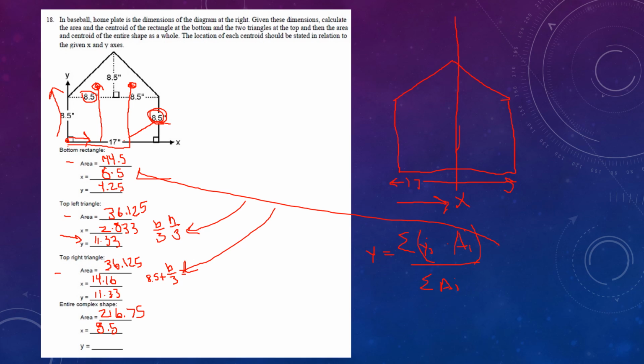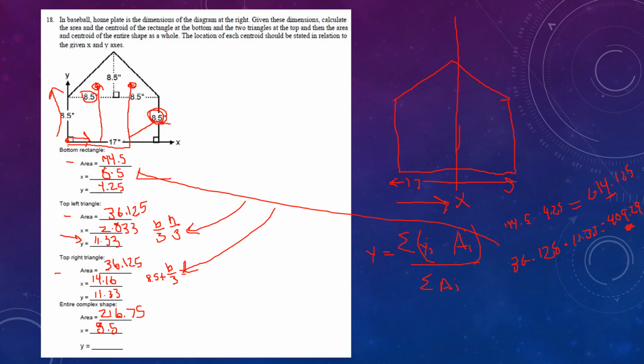So your first one is 144.5 multiplied by 4.25. That's going to give you your first value on the top of 614.125. Okay, that's one answer. Now you need to do the next one. It says the top left triangle. So the area of that triangle is only 36.125, and you're going to multiply that by your y value there of 11.33, and that's going to give you an answer of 409.29. And of course, your answer for the next one is going to be the exact same. So the 409.29 is the exact same situation.